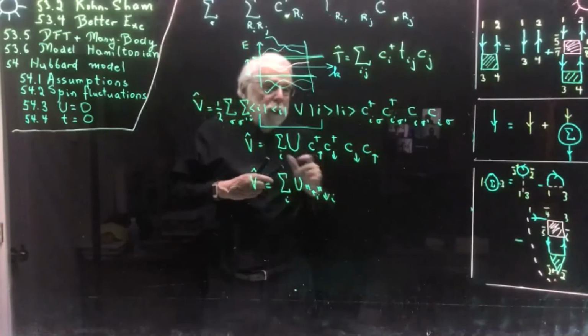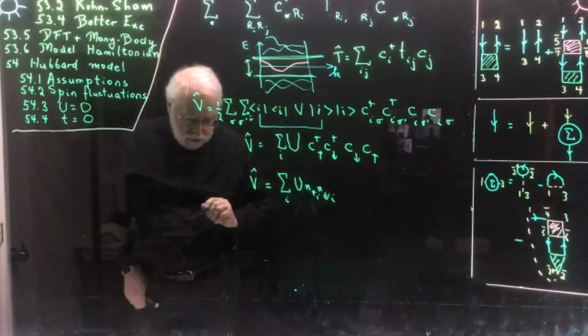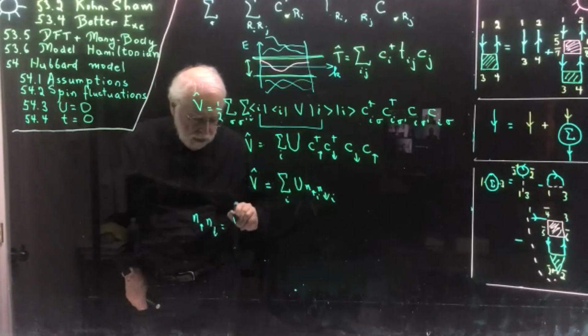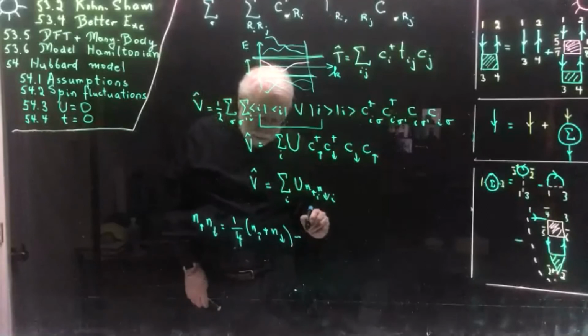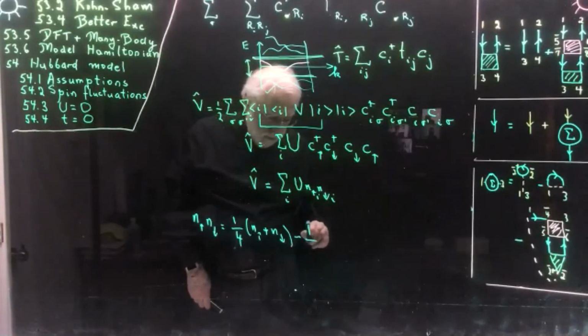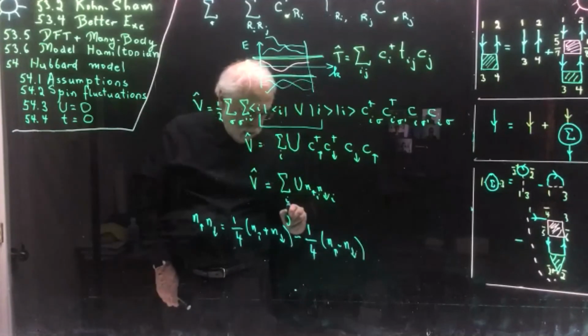Okay, what's new in the Hubbard model is spin fluctuations. Because you see, I can write n up times n down as 1/4 times (n up plus n down) squared minus 1/4 times (n up minus n down) squared. n up and n down commute, so these just work like numbers.